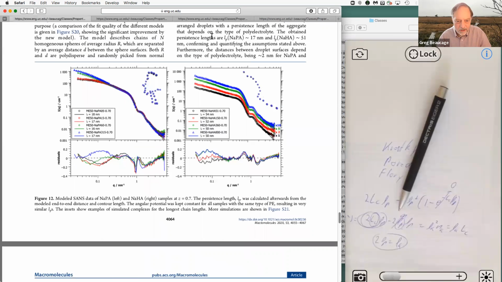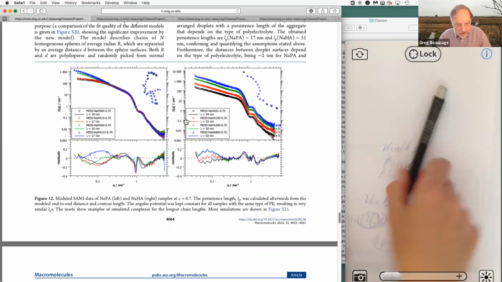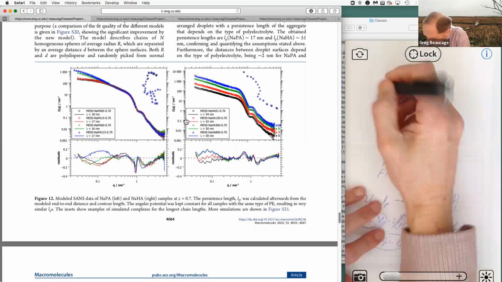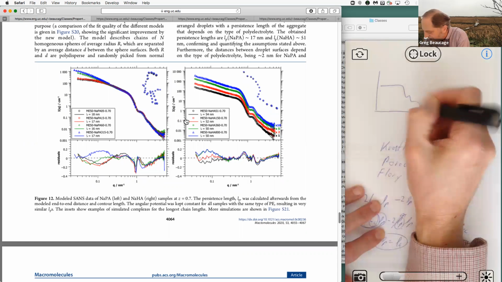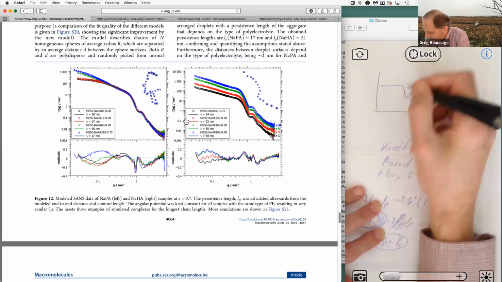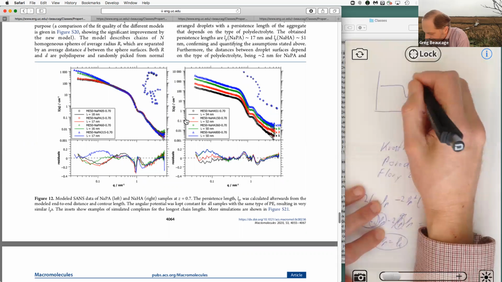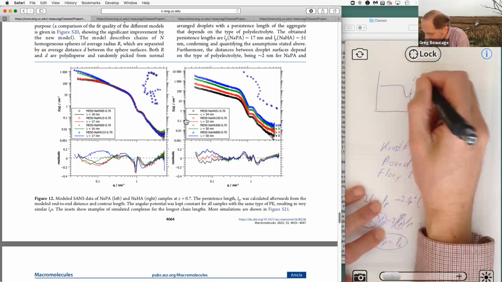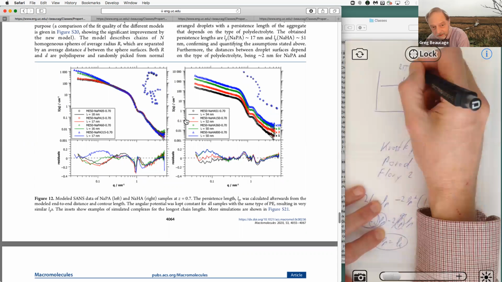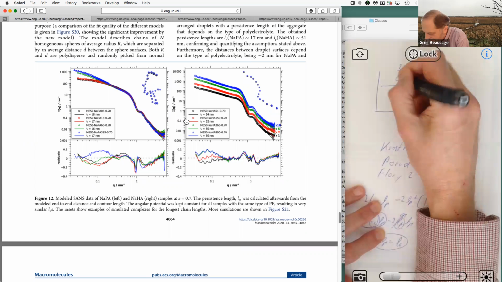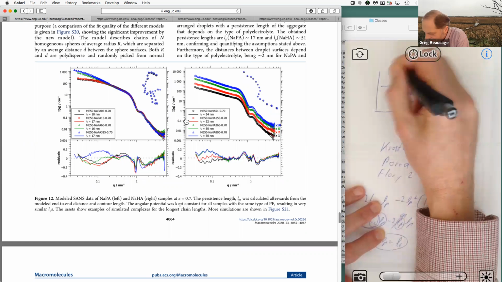So the spheres, you see this is a neutron scattering data log plot, but if you just had spheres, this thing would be flat and then it would have this kind of oscillation. And this cutoff, this peak here is kind of the radius. So it's like 2 pi over that peak is basically the radius of the sphere.